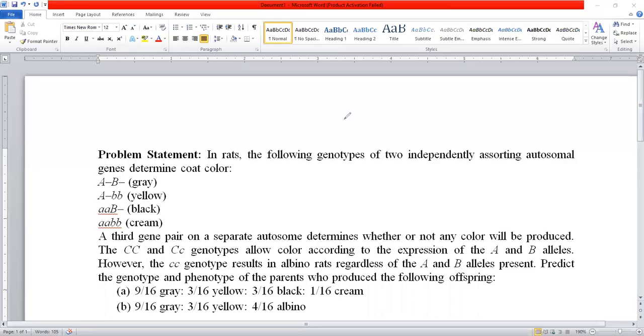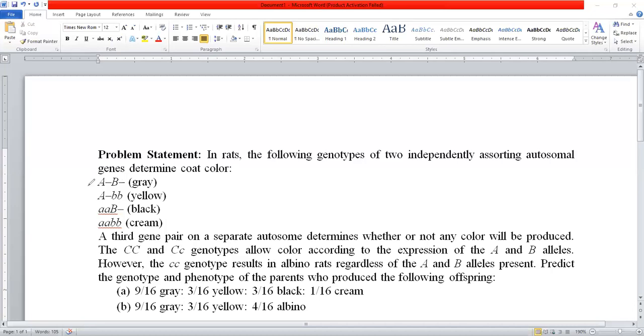So today we will solve another genetic problem by taking help from Mendel's laws of inheritance, the law of segregation and the law of independent assortment. The problem statement is: the following genotypes of two independently assorting autosomal genes determine coat color.